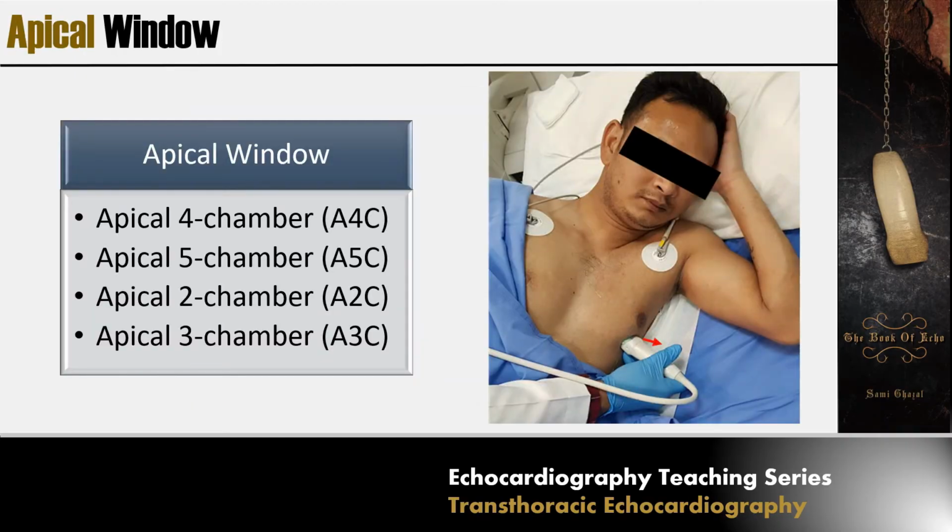Now going to the apical window. In order to locate the best location to get the apical window, you have to locate the apex. The apex is defined by the maximal, outermost and lowermost pulse. So you have to feel it and put the probe in that area. Note here that the index mark is pointing outside, lateral. From this window, we can get 4 views: the apical 4-chamber view, 5-chamber view, 2-chamber view, and 3-chamber view.